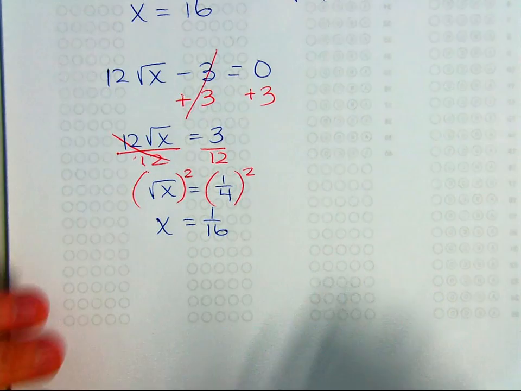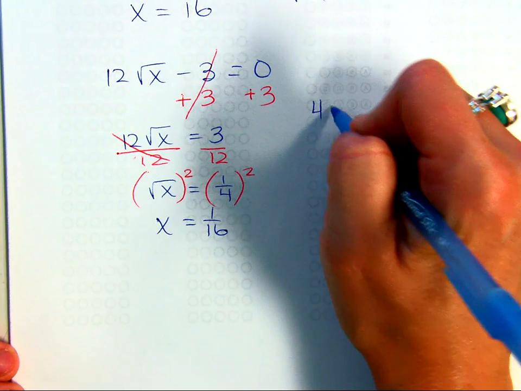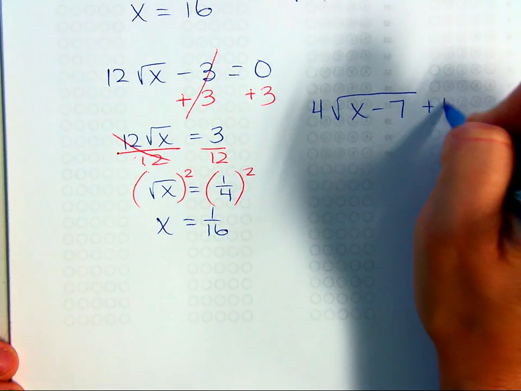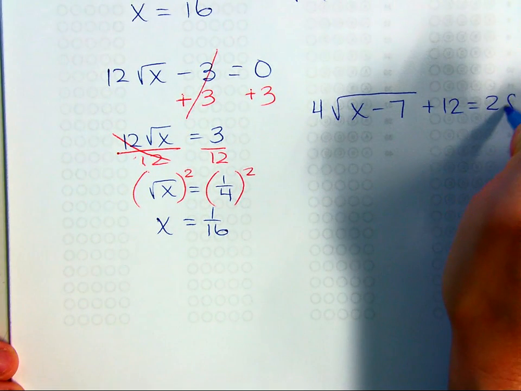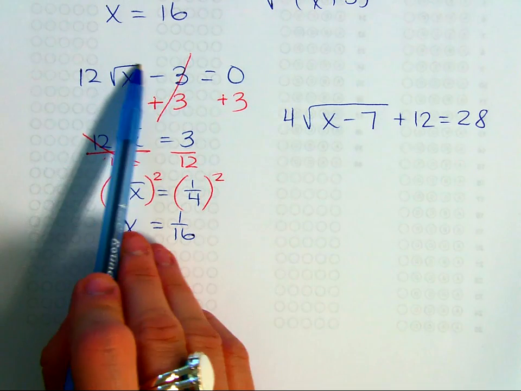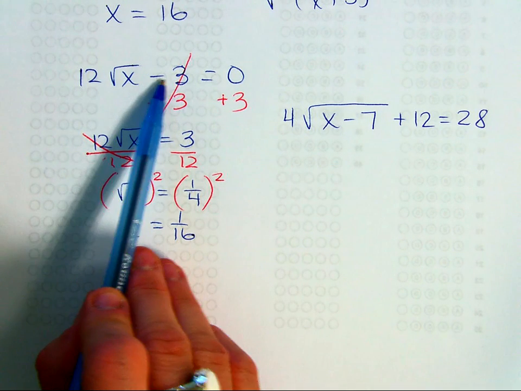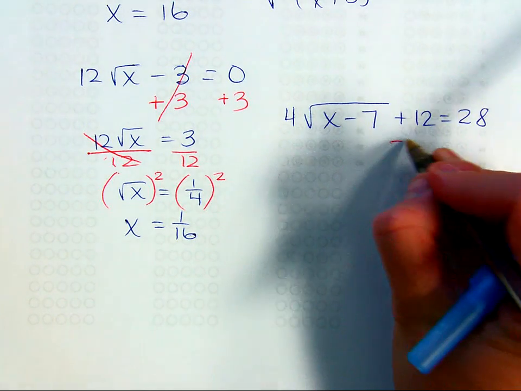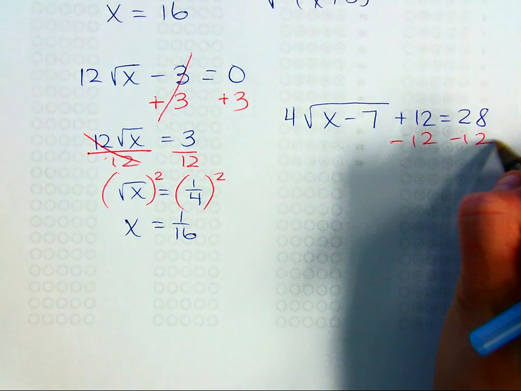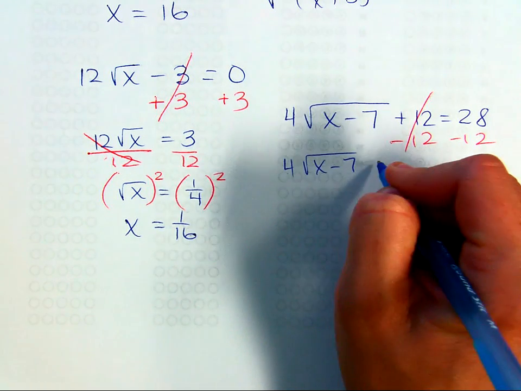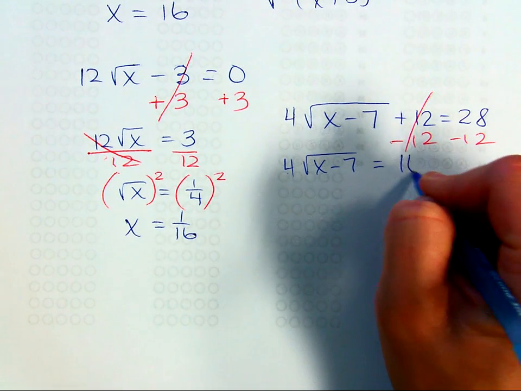Let's do a little bit more involved one here. This time the radical kind of went and extended. Before, that negative 3 wasn't in it, but now that 7 is. So I still cancel out the constant, which is going to leave you with 4 times the square root of x minus 7 equals 16.